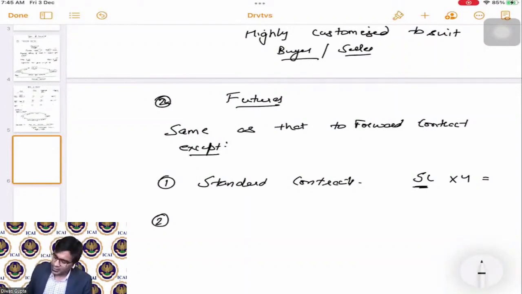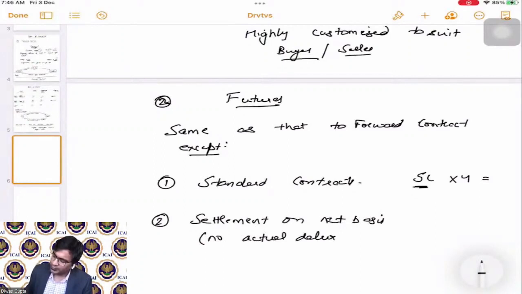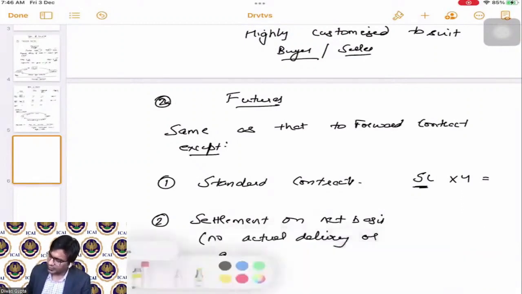Second thing, in this, the settlement is on net basis. No actual delivery. I'll elaborate this point now.